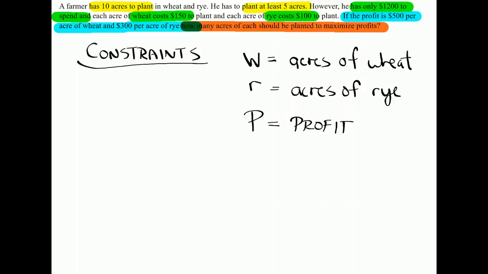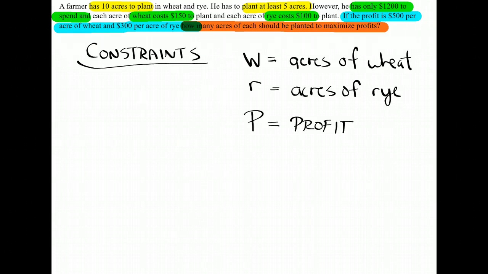All right, we are back. Okay, constraints, where we left off. We're going to make some constraints. We're going to write some inequalities, actually, and this is going to be from the stuff that I highlighted above.